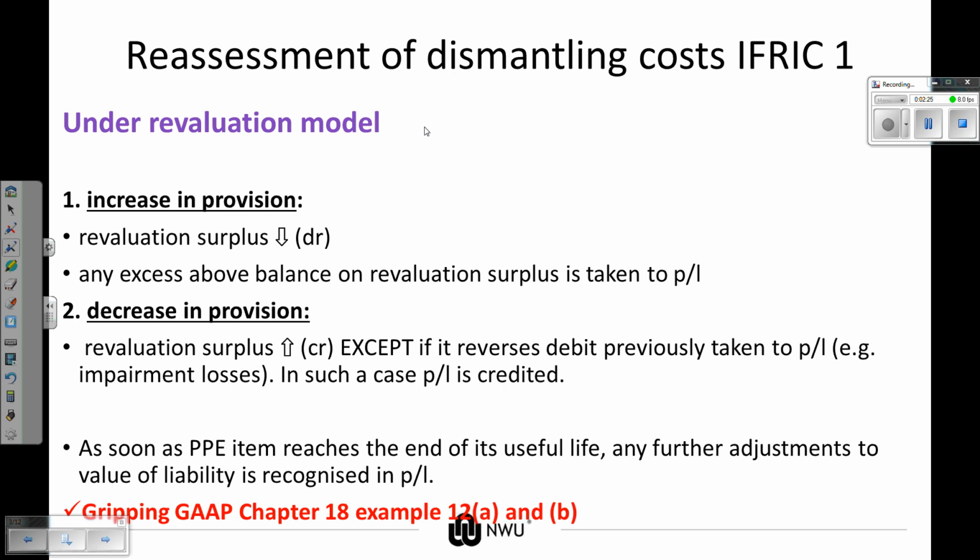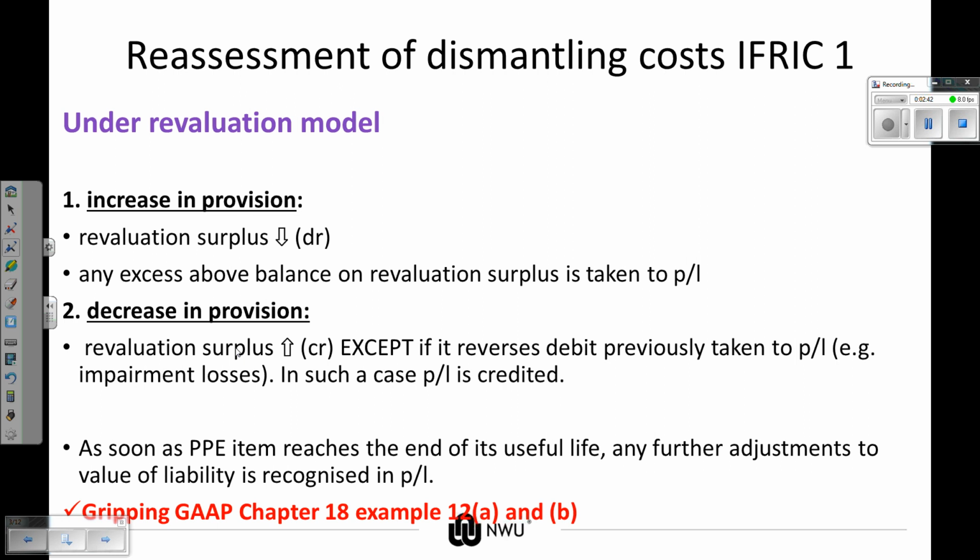If we look at the revaluation model, if there's an increase in the provision, I will credit provision, debit revaluation surplus. And if I don't have any revaluation surplus amount left, any excess will then go to P&L.